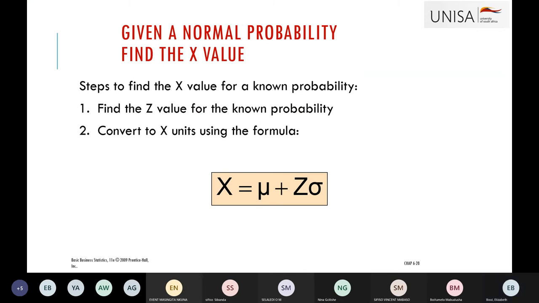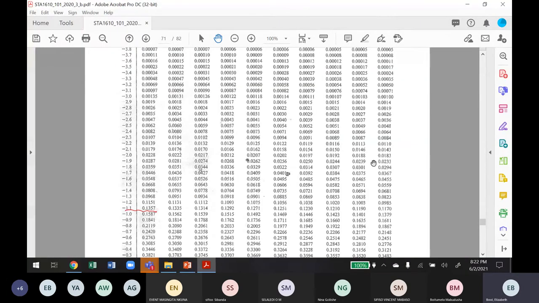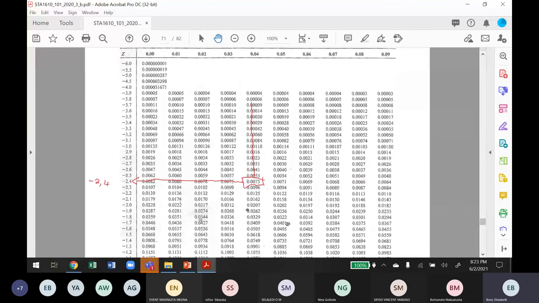if you are given the probability and you are asked to find the value of X, then it means you need to use that probability. What I mean by using the probability is, you will be given this probability, let's say 0.073. That is the probability that they would have given you. You need to be able to know that this probability of 0.073, you found it by using the Z value of -2.4 and the one at the top. Don't forget the one at the top, this one.